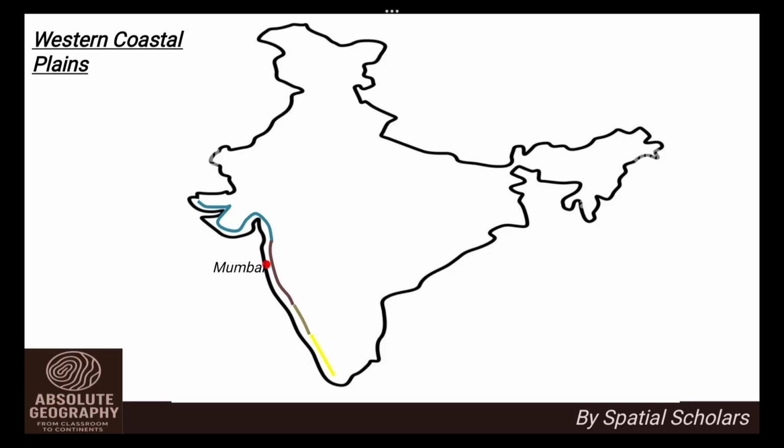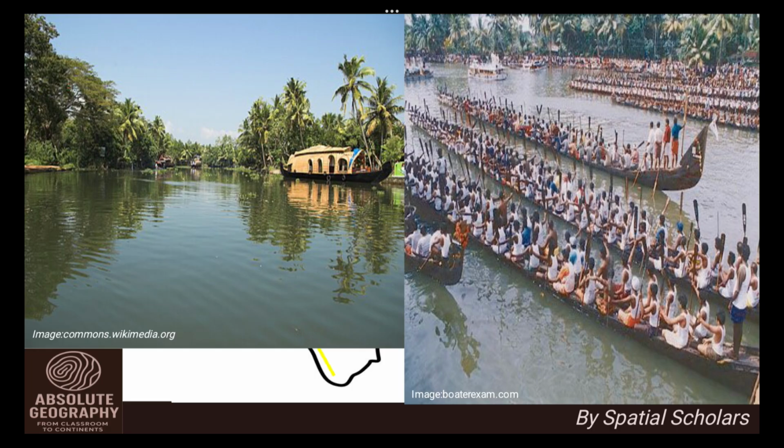Then the southernmost section is the Malabar coast, stretching from Mangalore to Kanyakumari. This is one of the most distinctive coastal regions of India. It is famous for its kayals or backwaters, long narrow lagoons running parallel to the coast. We have talked about it previously, lying in Kerala.